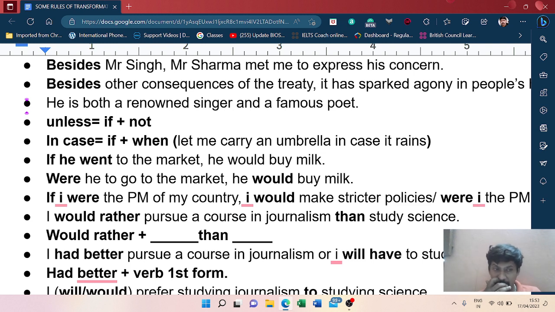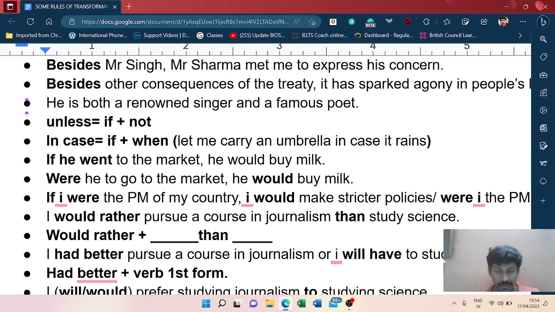So the first one, if I were. The previous one was were he to go to the market. Here is another possibility, if I were the PM of the country. Were I is used in case the condition is imaginary. The condition is not practical because I am not the PM and there is only a distant chance that I might become one. So if I were the PM of the country, means had I been the PM of the country, I would make stricter policies.